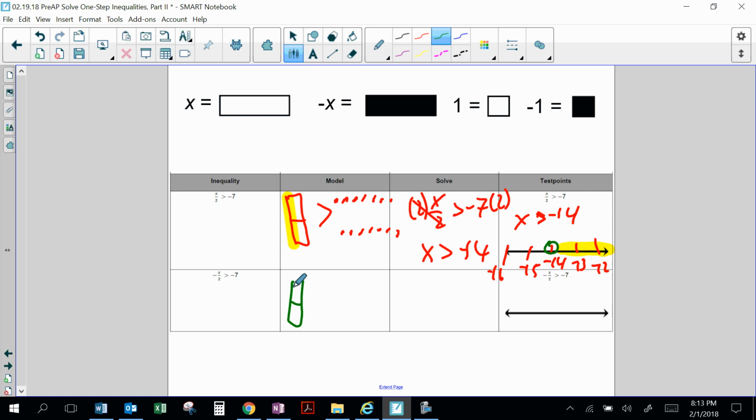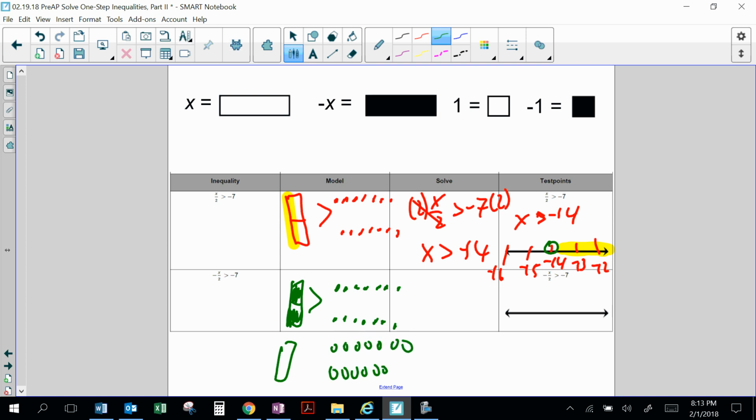So we need to color this in dark. So negative half x. And then each side would be negative 7. 1, 2, 3, 4, 5, 6, 7. Negative 1, 2, 3, 4, 5, 6, 7. And this way. But we're solving for x. Each negative half x is greater than negative 7. To isolate x, we have to flip it around. So we have to flip everything around.